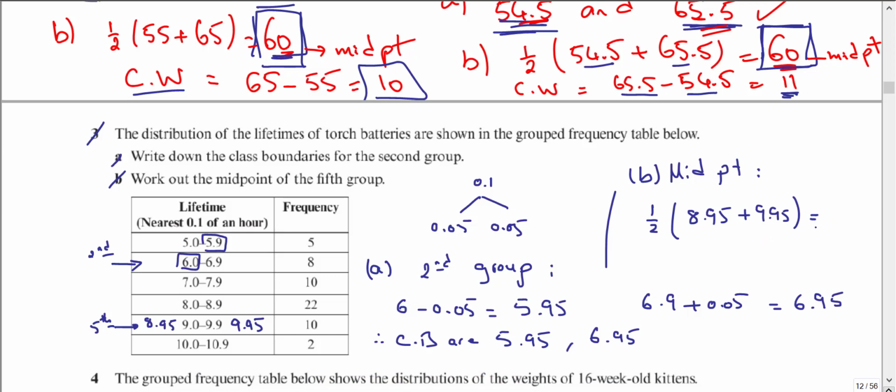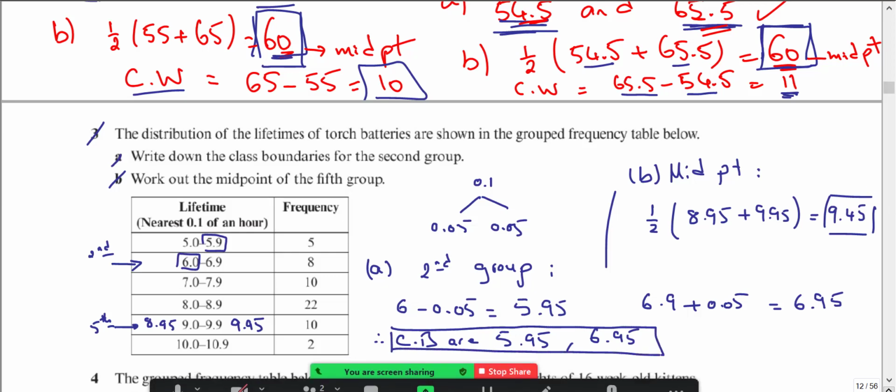8.95 plus 9.95 equals 18.9. Divide by 2. Yes. 9.45. So this is the midpoint. Okay? So class boundaries and the midpoint here. Clear?